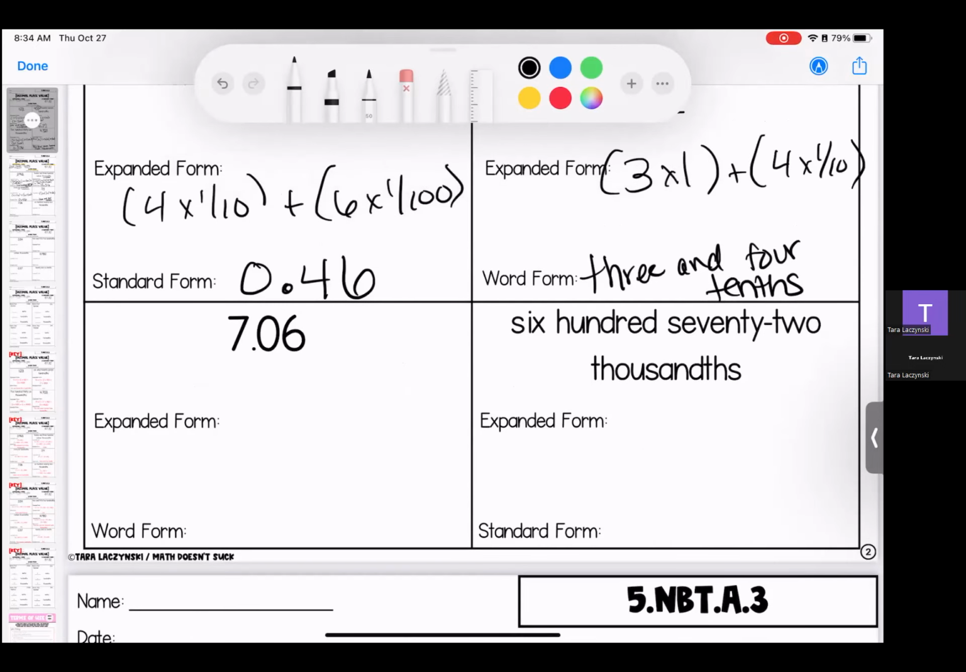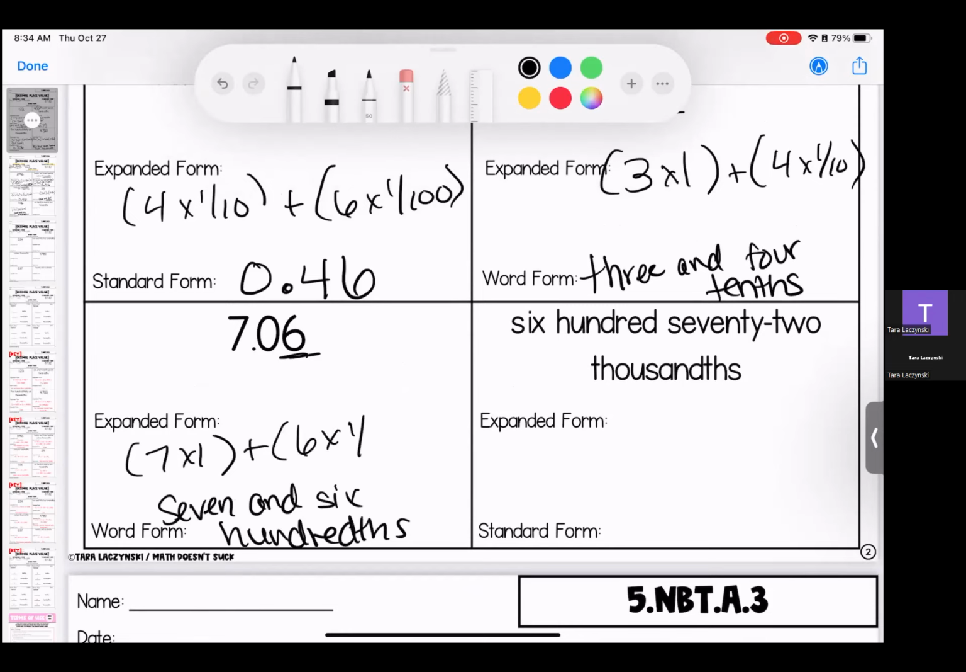7 and 6/100ths. So 7 and 6/100ths. Be careful with that one. It's only 6, but the 6 is in the hundredths place. Expand it. 7 times 1. We have no tenths, so we don't have to show it. And then 6 times 1/100th.